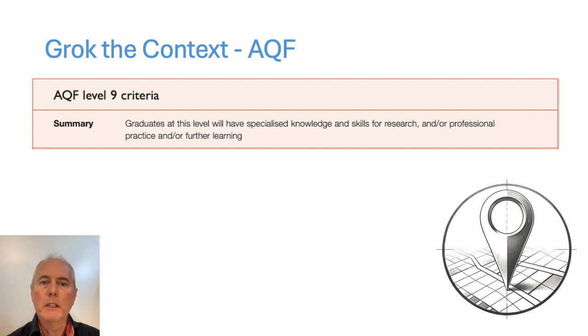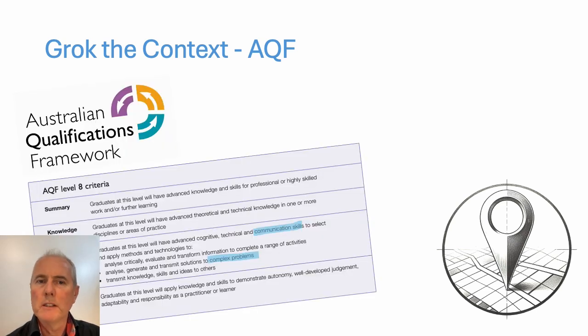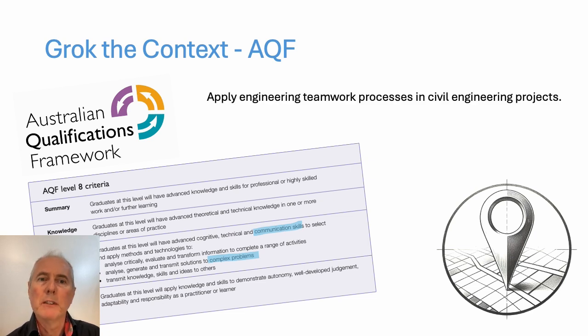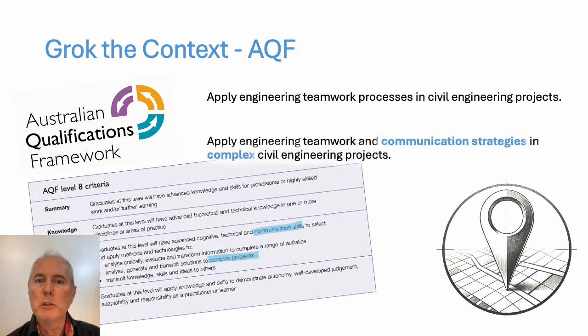So let's continue our example. Let's say our course is for AQF 8. AQF 8 refers to advanced theoretical and technical knowledge, communicating, and autonomy. So students are meant to develop an ability to analyze critically and solve complex problems. So to constructively align our CLOs with the AQF standard, we'll use the keywords communication and complex. So our CLO changes from apply engineering teamwork processes in civil engineering projects to apply engineering teamwork and communication strategies in complex civil engineering projects.